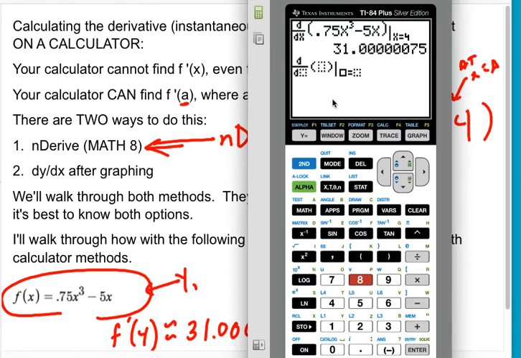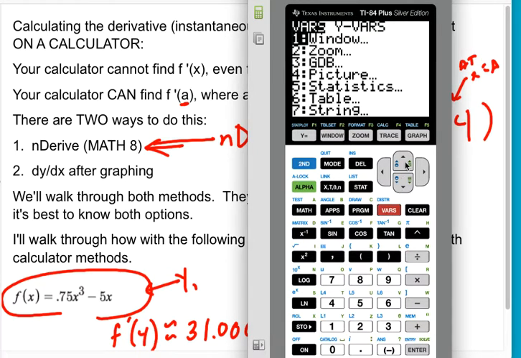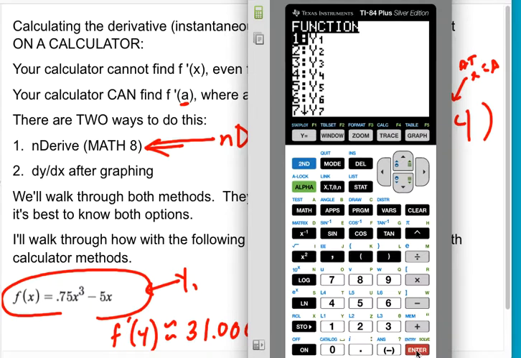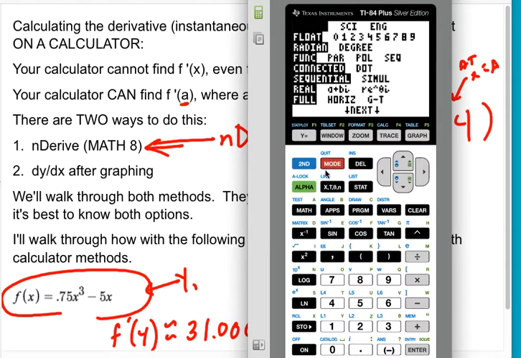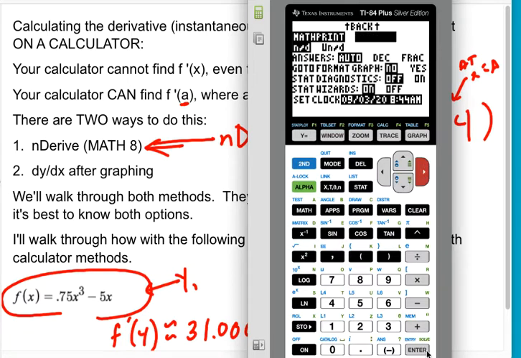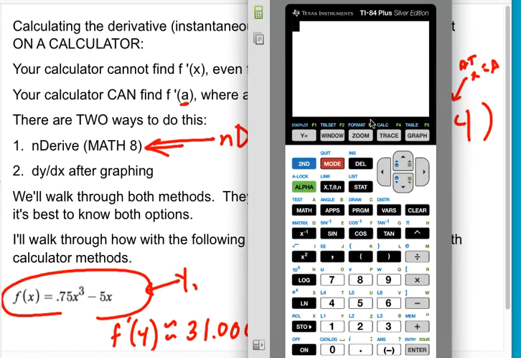See how, if I do MathPrint mode, I'm going to put d/dx. This is the variable. I'm going to put vars over to function, pick y1, and I'm going to say that I want to do it when x is 4. And that's going to be the same thing. So the reason I'm suggesting that you should get used to classic is I think you could logic your way through the MathPrint mode, but I don't think you can logic your way through the classic mode.